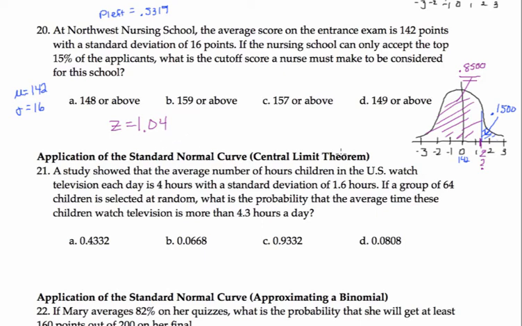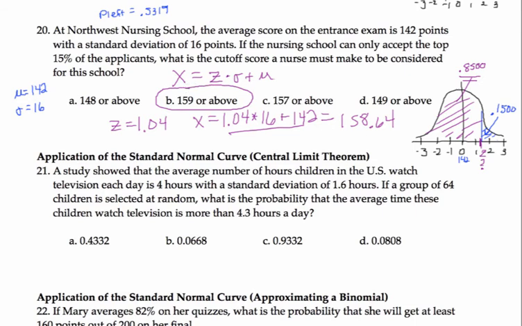Now that you have the z-score, 1.04, you have to figure out what data value that went with. So you use that formula, find the data value given the z-score. You take the z-score times the standard deviation plus the mean. So you plug that in. The z-score is 1.04 times the standard deviation, 16, plus the mean, 142. Plug that into your calculator. You get 158.64. So that's going to be B, 159 or above.